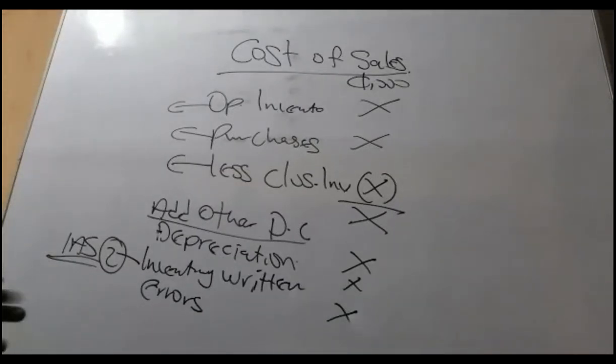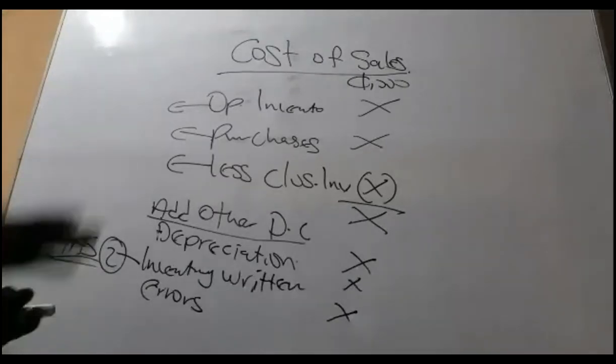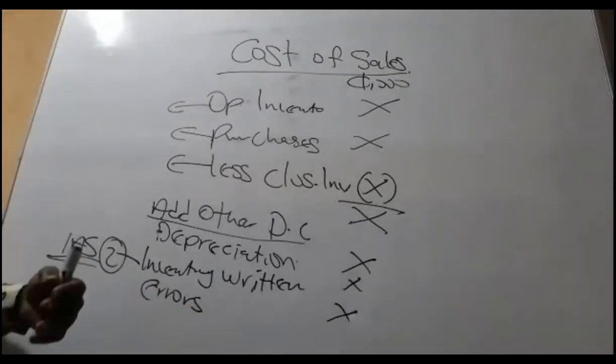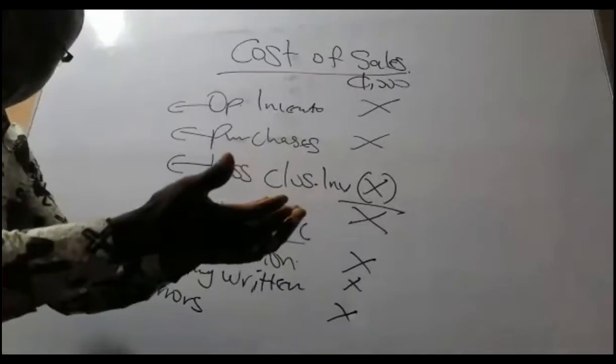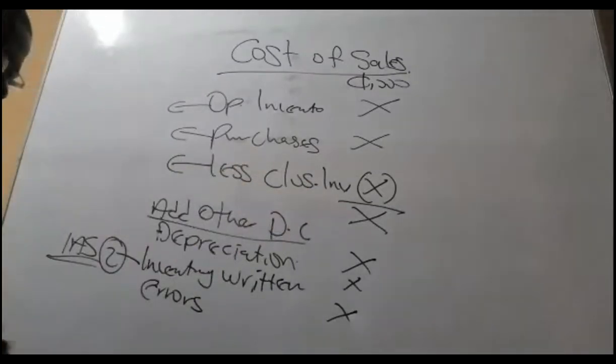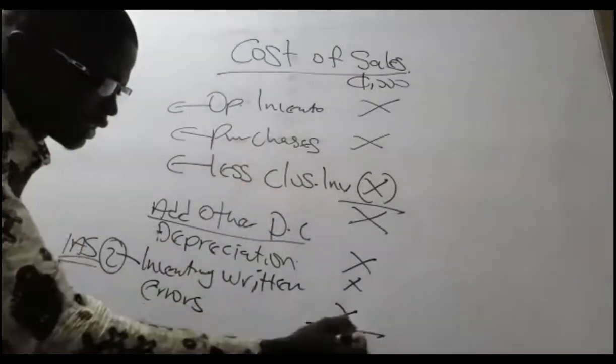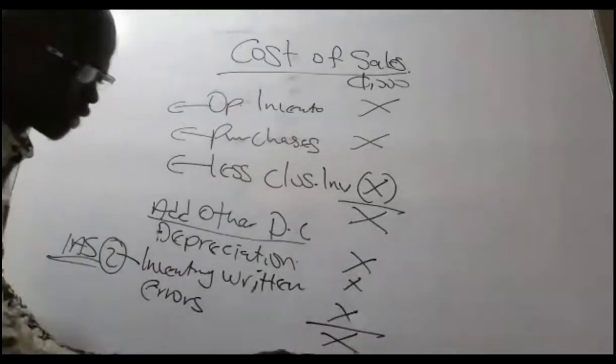Or they have mistakenly subtracted a certain figure. Reverse it. So if they have wrongly added, what do you do? You reverse it by taking it out. Or if they have wrongly subtracted, reverse it by adding it back. So top it up. When you do all this, this is the final cost of sales.